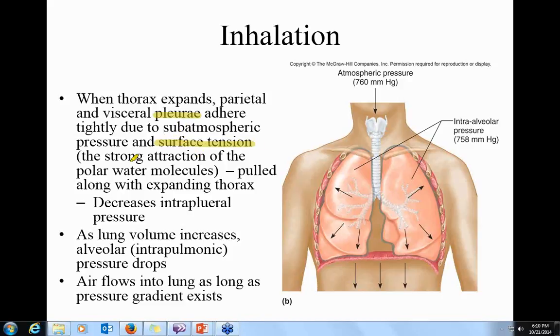And surface tension is the attraction of polar water molecules. In other words, it wants to keep liquids as close together as possible. So that's what surface tension wants to do. So you need to overcome surface tension in order to increase the volume. So when you inhale, you overcome the size and you overcome surface tension, and that causes a decrease in interpleural pressure. And remember, pleura is a suffix for lung. Okay, so when you decrease the pressure in the lungs, air again comes rushing in.